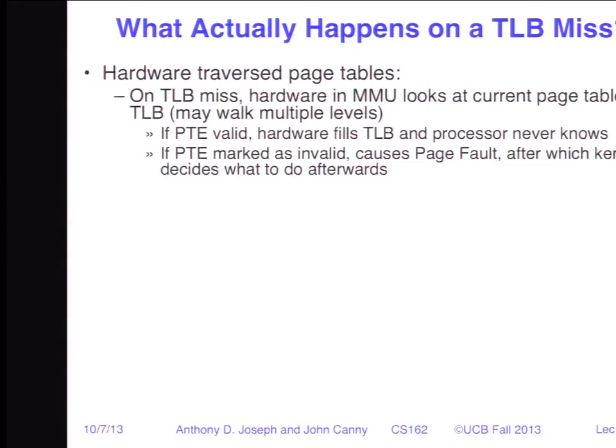If we do it in hardware, then when a miss occurs, the hardware in the memory management unit is going to look at the page table and walk through the page table. So it's going to do the translation process, and if it finds that the page table entry is valid, it'll fill in the TLB entry, and the processor never knows anything happened. So it's completely transparent. It's slow, but it's completely transparent. If the page table entry is marked as invalid, then it's going to generate a page fault. And we'll see on Wednesday what happens. But basically, the OS is going to have to go find the page and figure out what to do.